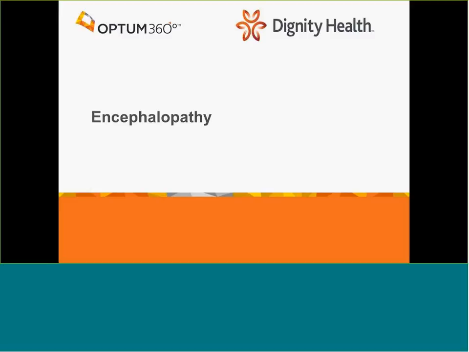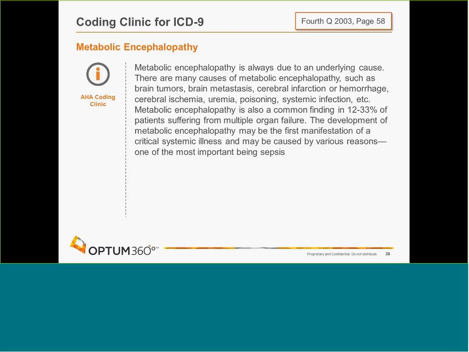All right, encephalopathy, another very common diagnosis that we deal with in the surgical population. Encephalopathy, we're looking at metabolic specifically because that's usually what we're talking about. It's always due to an underlying cause, which can be hemorrhage, METs, tumors, ischemia, poisonings, and systemic infections such as sepsis. It's a common finding in 12 to 33% of patients suffering from multiple organ failure, but again, we don't get it reported at that frequency, which means we're probably underreporting it some.